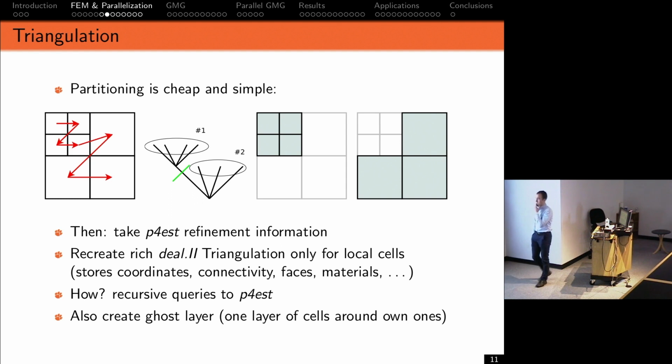But this is already pretty good. And what we then do is we basically say, okay, thanks for telling me what is my area of interest, and then each node knows how to construct the local mesh and then do the operations locally. Right? Of course, things are a bit more complicated.